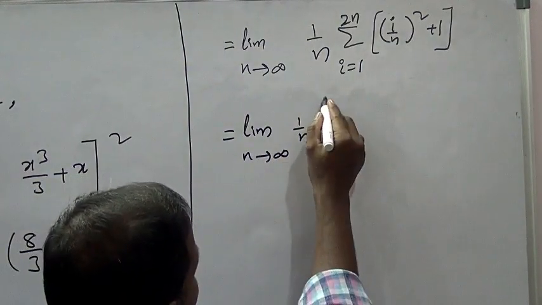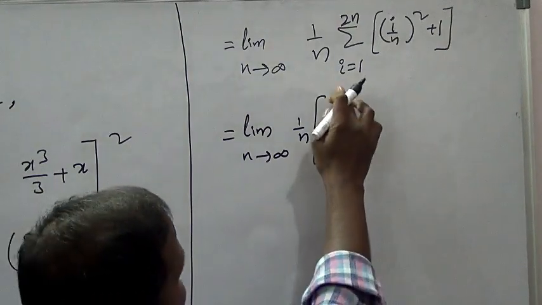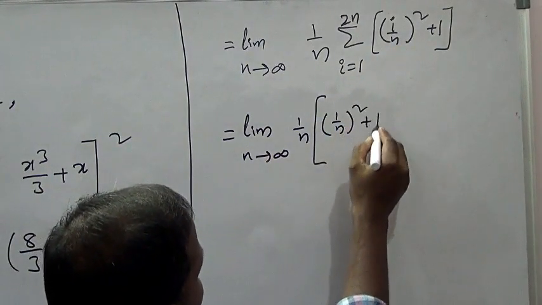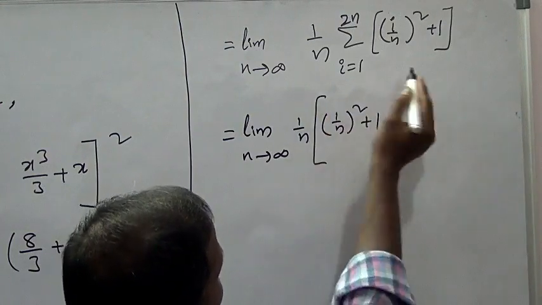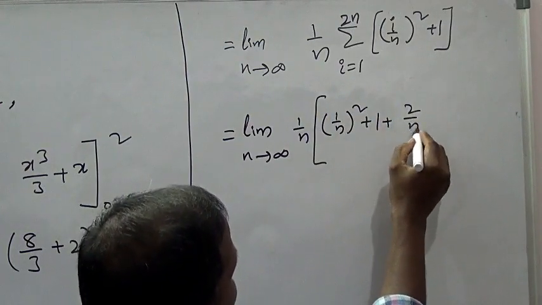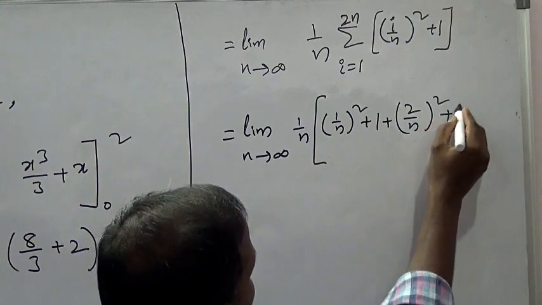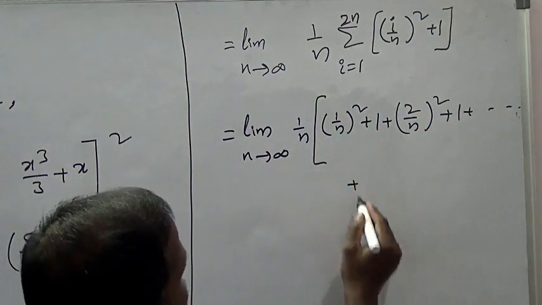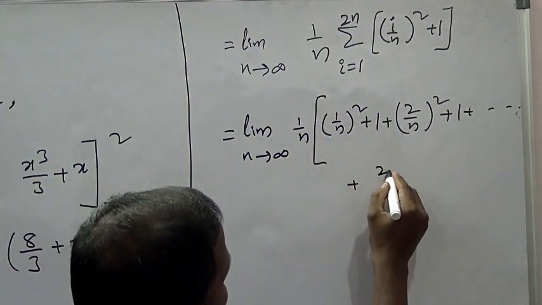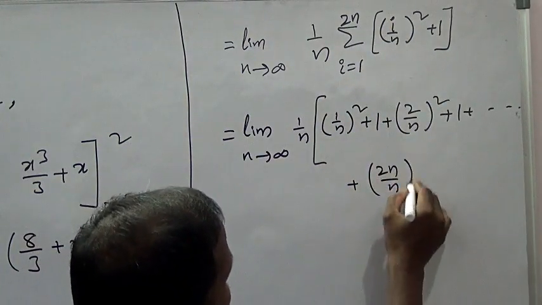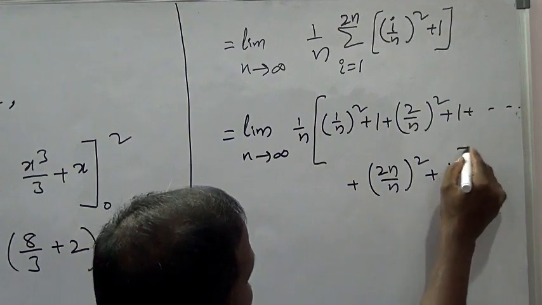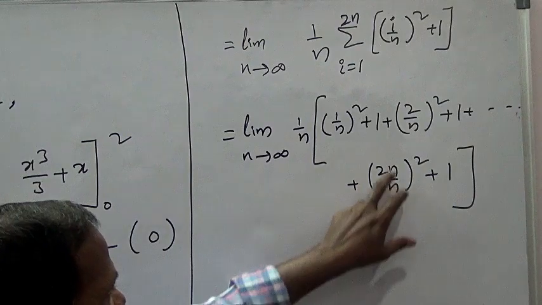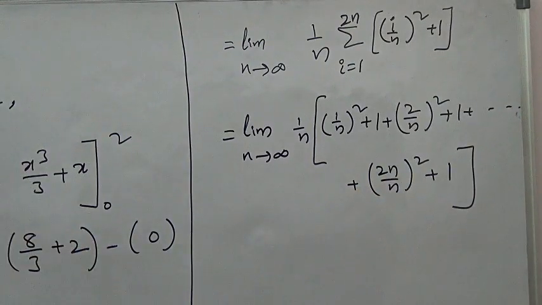Now apply the summation. What will you get? For i equal to 1, (1 by n) whole square plus 1, plus for i equal to 2, (2 by n) whole square plus 1, plus so on. What is the last term? The last term is for i equal to 2n, (2n by n) whole square plus 1. Understood? Here don't try to cancel this n and n, don't cancel it.